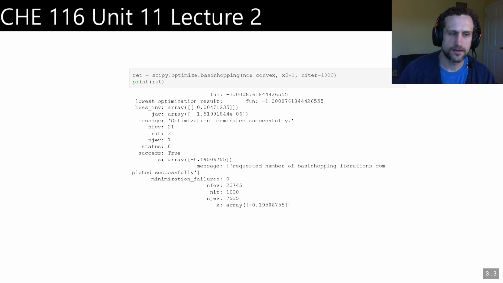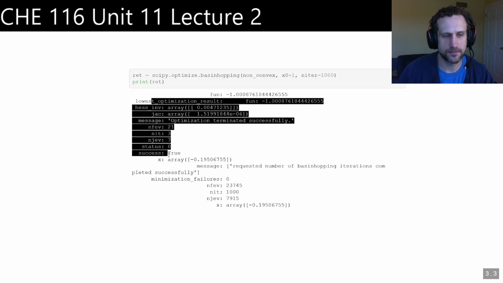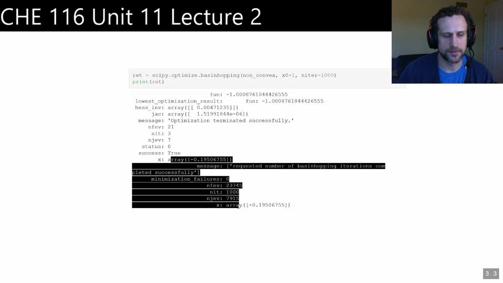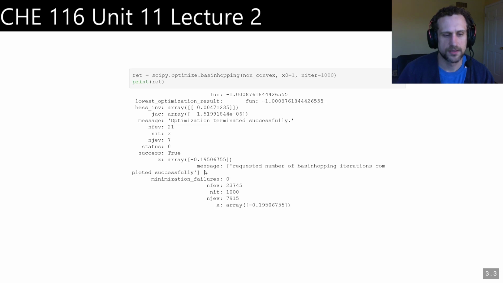And again, we get sort of a complicated result. So we have what we saw before, like the Hessian, the Jacobian, the message, things like that. But we also have some extra information down here. And this tells us about the basin hopping. The way basin hopping works is that it kind of wraps up the other minimization functions. So it does minimization. That's where this top message comes from. It comes from the BFGS minimization algorithm. And then these bottom ones here are coming from the basin hopping method.